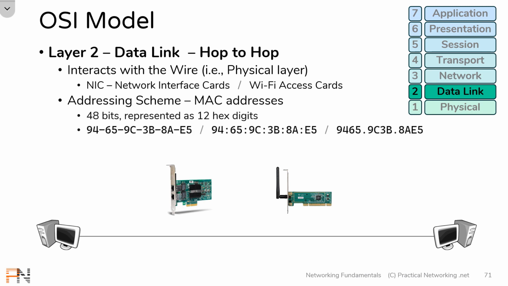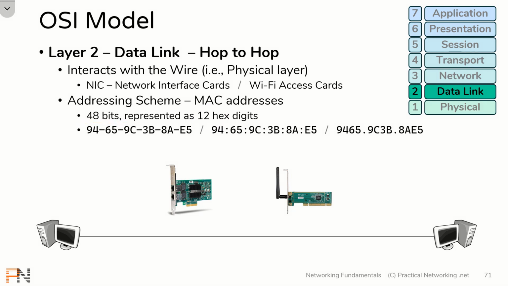That addressing scheme is known as a MAC address. MAC addresses are 48 bits, which are represented as 12 hex digits. Here are 3 examples of a MAC address. Now in all cases, these are the exact same MAC address. The only thing that's different is how they're displayed. Windows machines typically use the dashes in between the hex digits. Linux machines typically use those colons. And Cisco routers and switches typically use the 4 hex digits with a dot in between. Either way, it's still just 12 hex digits, which are converted into 48 bits.